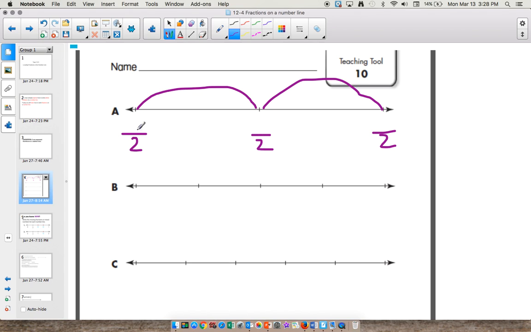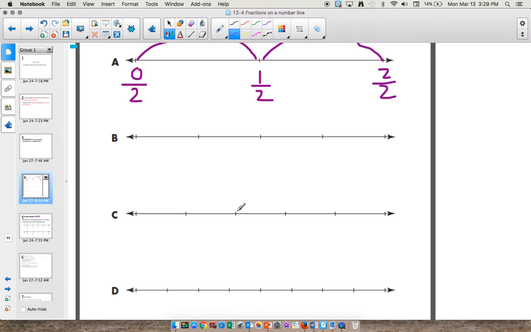So if this is normally 0 on a number line, well, that doesn't change. This is 0 halves. And then I have 1 jump, so that's 1 half. And then I have 2 jumps, and that's 2 halves. Okay? Now let's look at B.